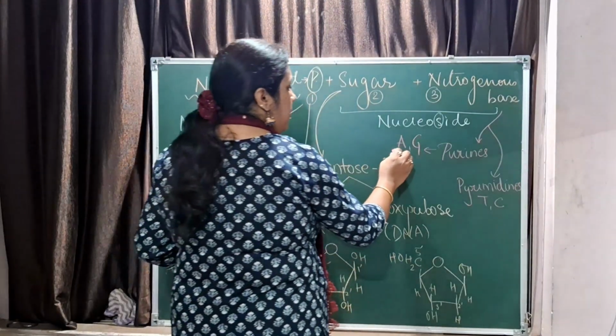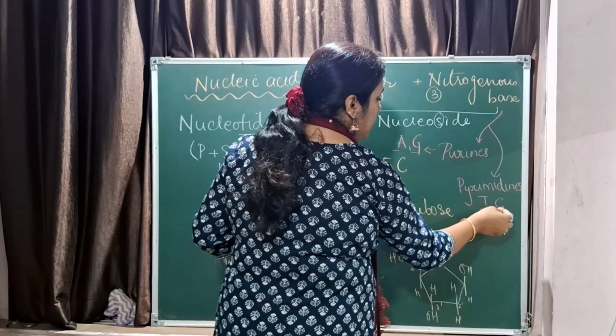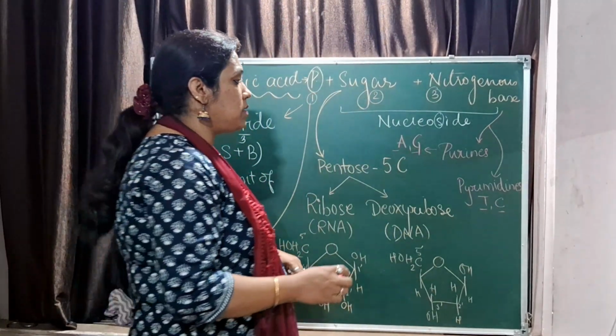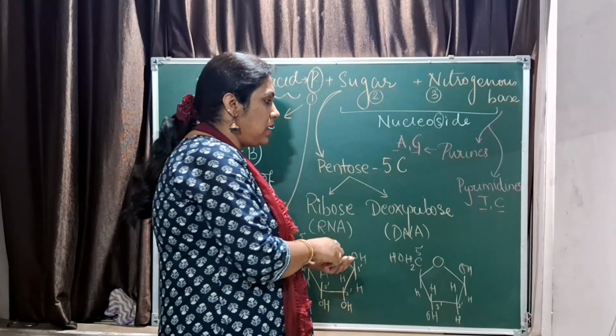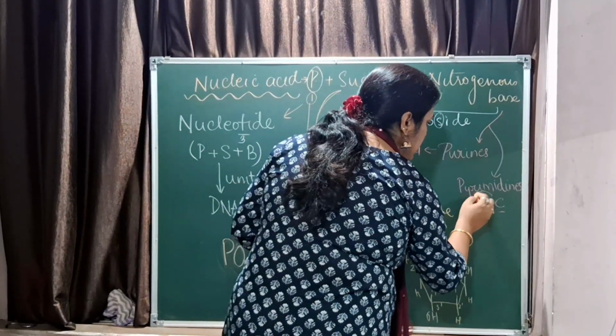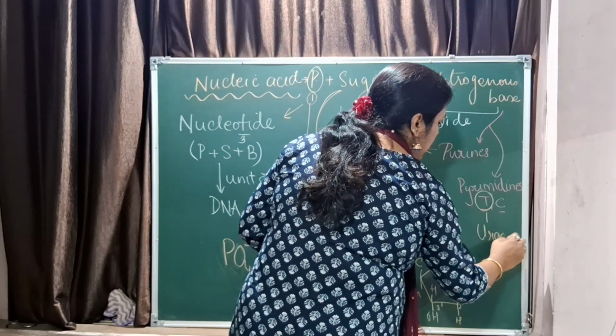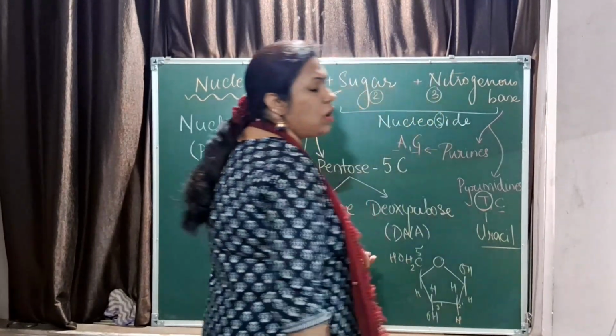So, adenine, guanine, thymine and cytosine. These are the nitrogenous bases present in the DNA. But in RNA what happens? This thymine is not there. Instead, there is another nitrogenous base which is called uracil.